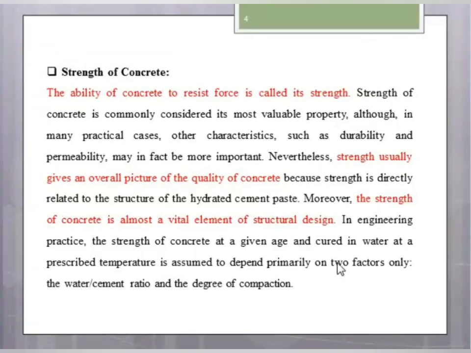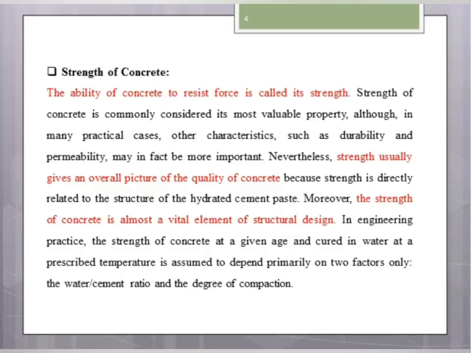Why water cement ratio? In the second unit, we have studied what the water cement ratio is, and IS 10262, the code related to concrete mix design. In that, one graph is given, which shows the relation between the water cement ratio and the compressive strength.